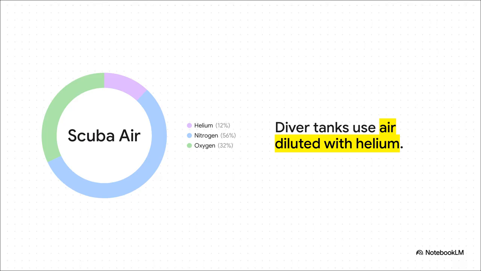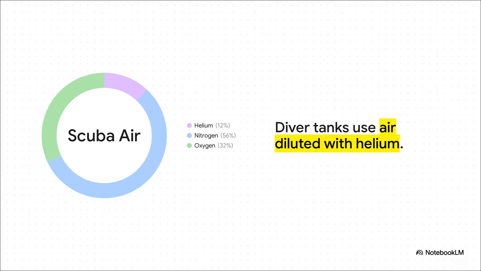When scuba divers go deep underwater, the immense physical pressure increases the solubility of atmospheric gases in their blood. If they just breathe normal air, dangerously high concentrations of nitrogen would dissolve into their bloodstream. If they come up to the surface and the pressure drops too fast, that dissolved nitrogen suddenly releases, forming bubbles in the blood capillaries. It's a painful, highly dangerous condition called the bends.